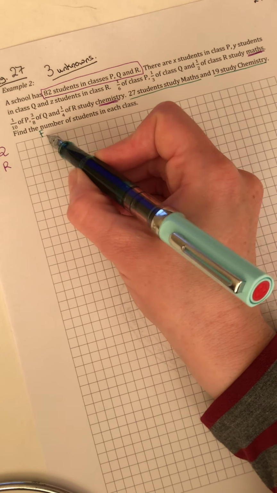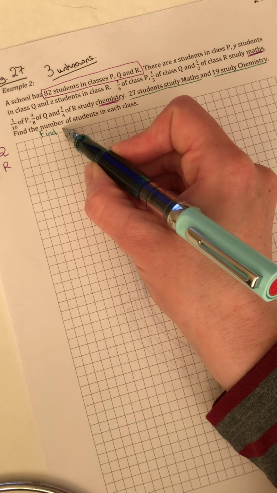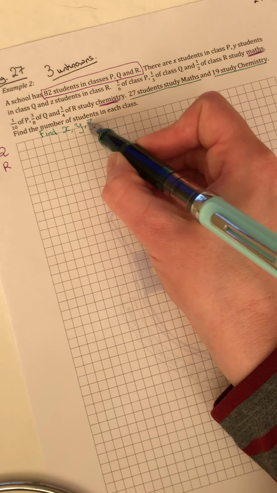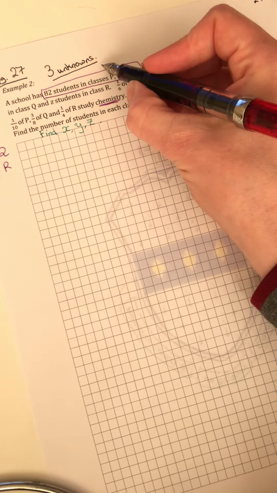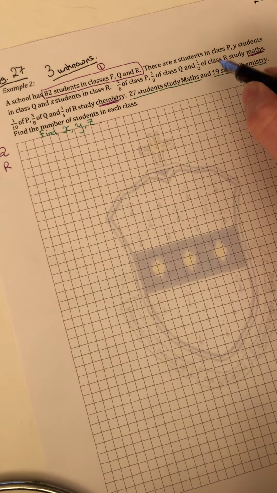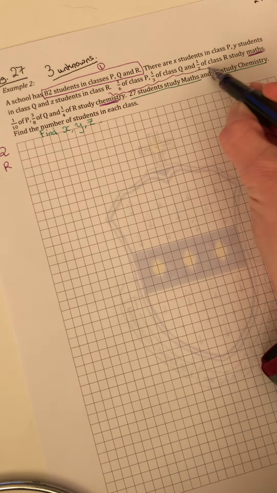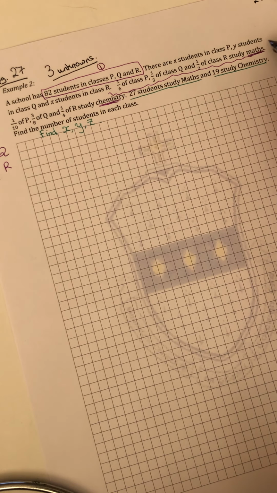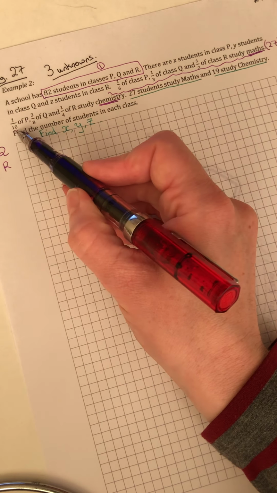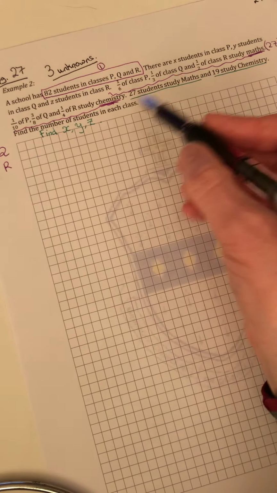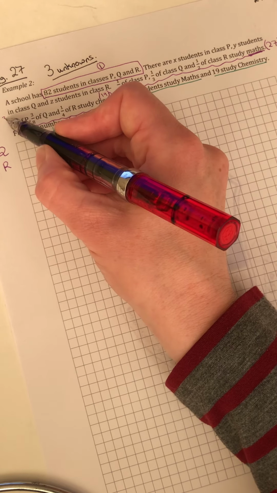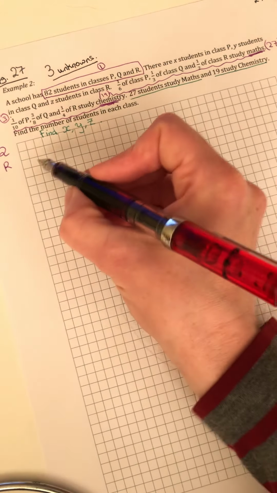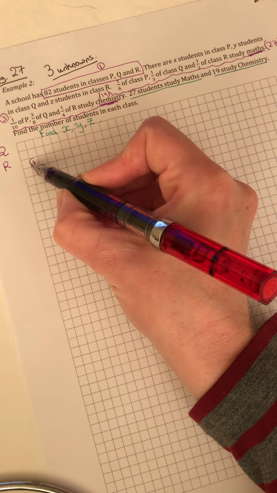So what are they actually asking us to do? They want us to find the values of X, Y, and Z. Now hopefully you can see there that they've given us three pieces of information. These fractions here that study maths, and that maths adds up to 27, is our second piece of information. These fractions of the class here that study chemistry, and that chemistry adds up to 19, is our third piece of information. And let's write down the equations from that information.